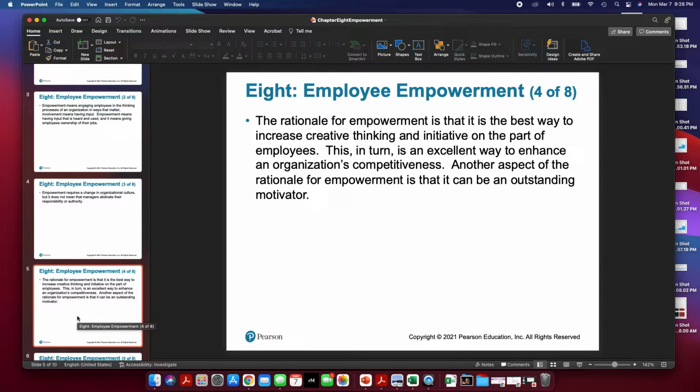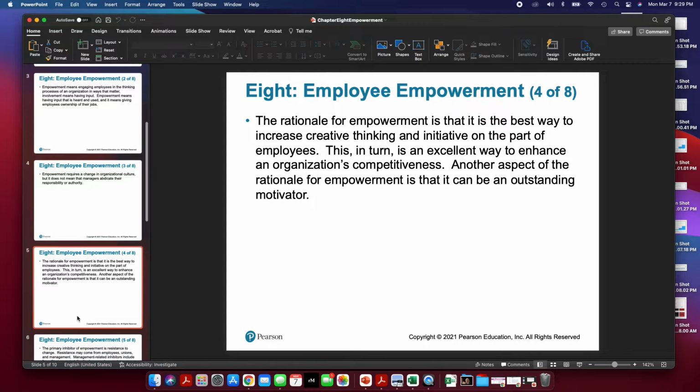The rationale behind empowerment is that it's the best way to increase creative thinking and initiative on the part of employees. This, in turn, is an excellent way to enhance an organization's competitiveness. Another aspect of the rationale for empowerment is that it can be an outstanding motivator. If you think about it, if you're working with employees and you challenge them to create some ideas and to come up with ways to improve their processes, they become more engaged. They care more about what they're doing. This is a tactic that we can use to empower them to not only care about their jobs, but help make things even better.